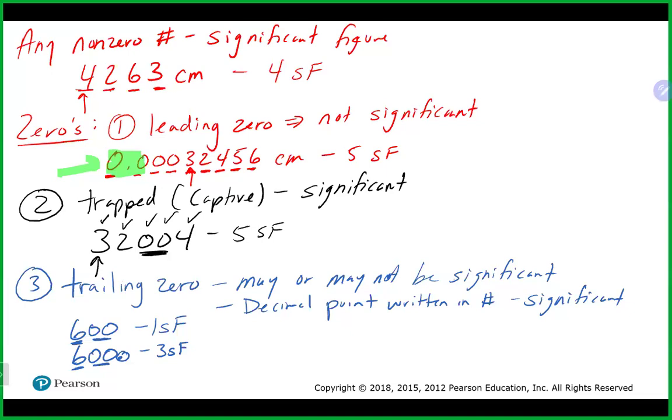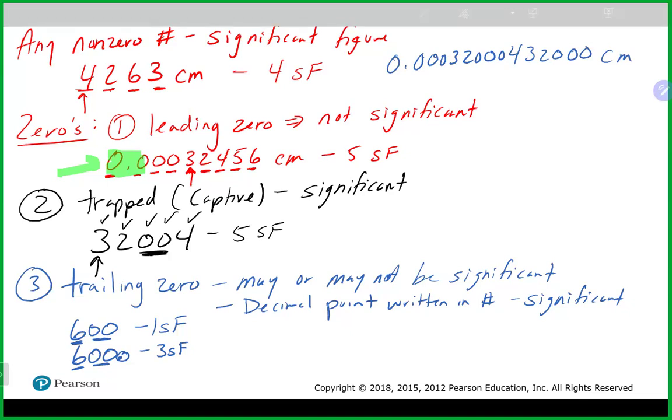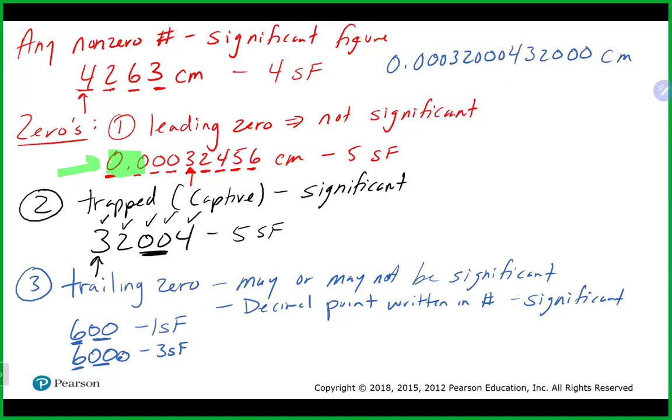Any questions on that? So that means if I have this crazy measurement like 0.0003200043200 centimeters, not quite sure how you do that either, but we'll just go with it. How many significant figures does this number have? Should have all the zeros in there, but how many significant figures does it have? What do you think?